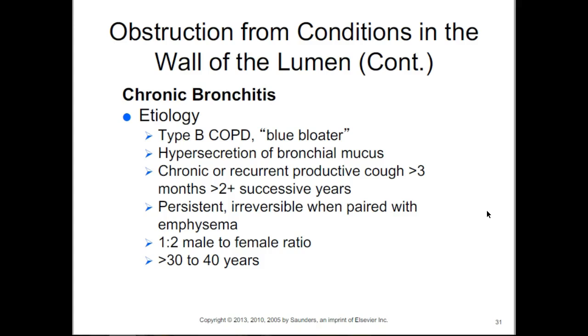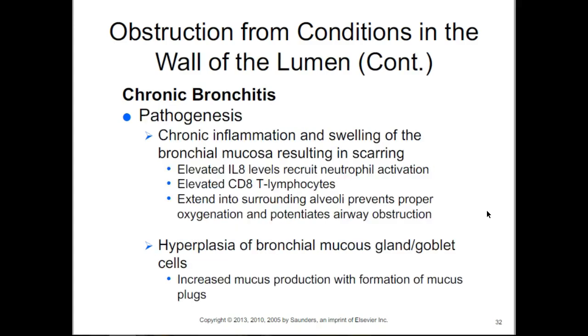You'll see the 1 to 2 male to female ratio. So for every 2 females, 1 male has that. That's what that means, okay? And you'll see it again in usually people who are above the age of 30 to 40 years old.